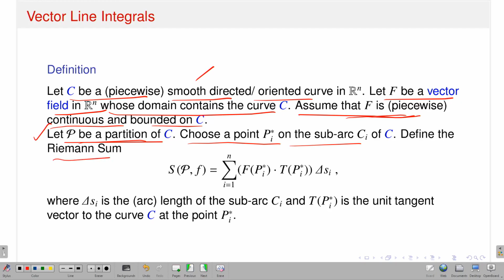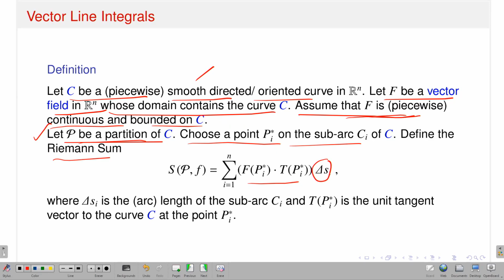Now this time I will make a Riemann sum. Earlier in the scalar line integral I had a Riemann sum, right. The value of the function f at Pi star times arc length. Now this time the arc length part is perfectly alright, but since I am starting with a smooth curve with some orientation, I will have the notion of what is called a tangent vector.